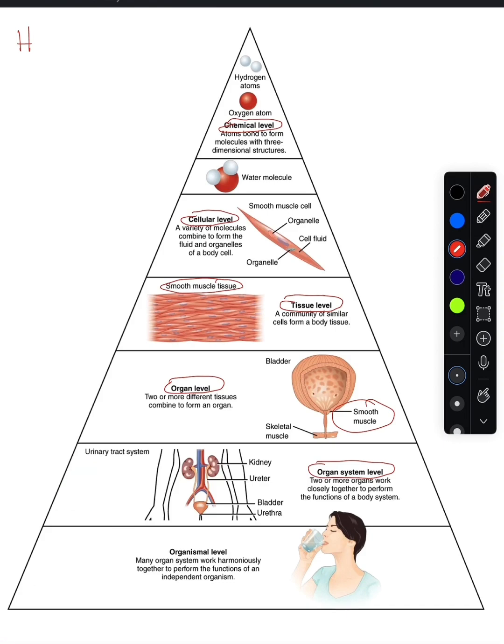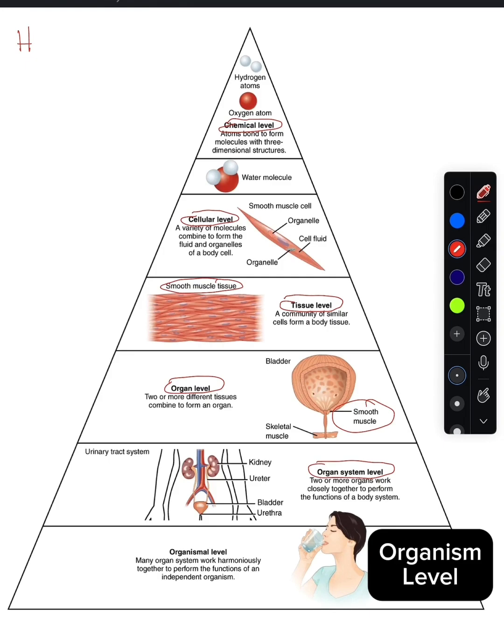And then at the very base of the pyramid is the most complex level. This is the organismal level. Because this is human anatomy and physiology, we're going to be talking about the human as the organism. With the human, we have 11 organ systems. We have the integumentary system, the skeletal system, the muscular system, nervous system, endocrine system, etc. Those organ systems work together to maintain human life. And so that's going to be the most complex level.